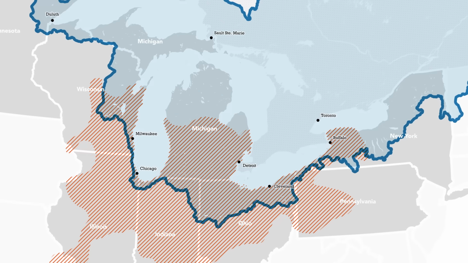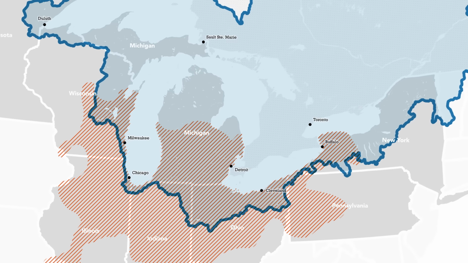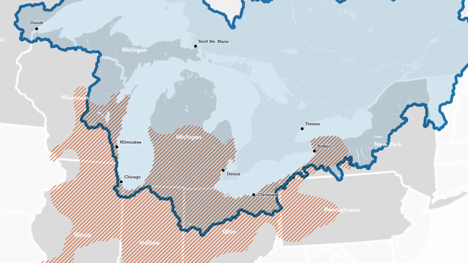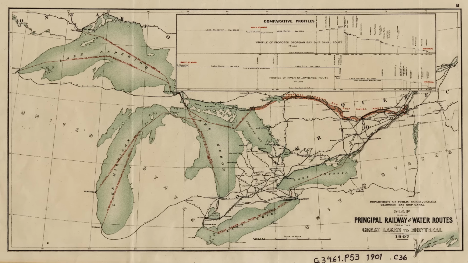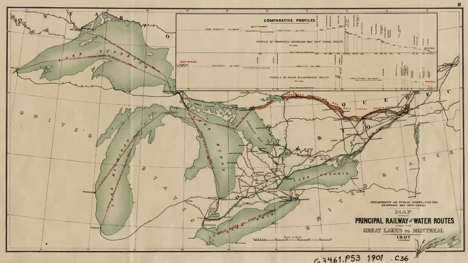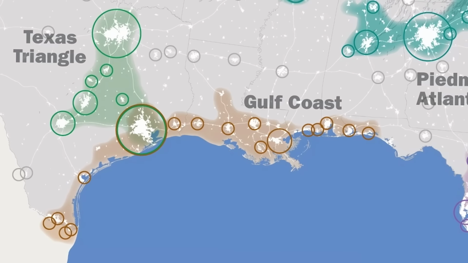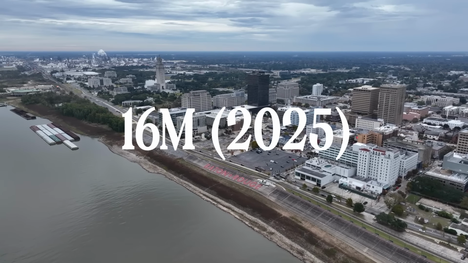Its largest metropolitan area is Chicago, with around 10 million people, but the largest city is actually outside the US, in Toronto, Canada, at 2.8 million. Speaking of percentages, as a fun fact, the 5 Great Lakes that give the region its name contain 1/5 of the world's surface fresh water. In the Gulf Coast megaregion, the projection for 2025 is 16 million, almost 5% of the national total.